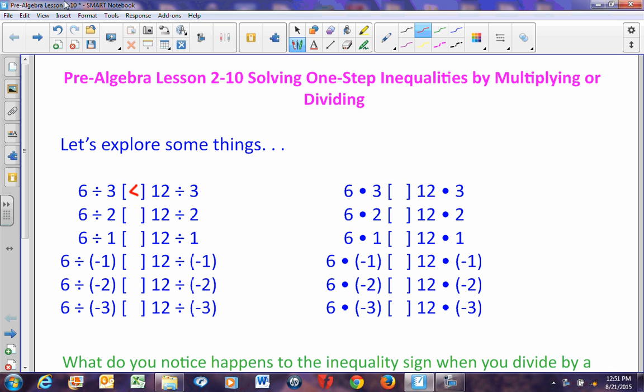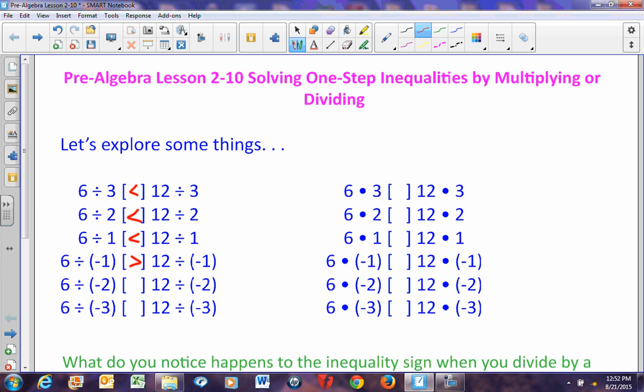Let's say 6 divided by 2. 6 divided by 2 is 3, 12 divided by 2 is 6, so that's still less than, isn't it? 6 divided by 1 is 6, 12 divided by 1 is 12, so that's still less than. 6 divided by negative 1, if you remember your rules for multiplying and dividing integers, is negative 6. 12 divided by negative 1 is negative 12. Now suddenly 6 is greater than negative 12, isn't it?